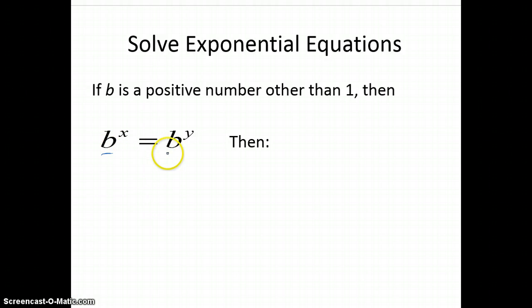If b is something other than 1, what we can say is these exponents, if they're set equal to each other, then x is equal to y. We're going to expand on it a little bit, but that's the basics of it. We have two bases that are alike, they're set equal to each other, so we say these exponents have to be equal as well.